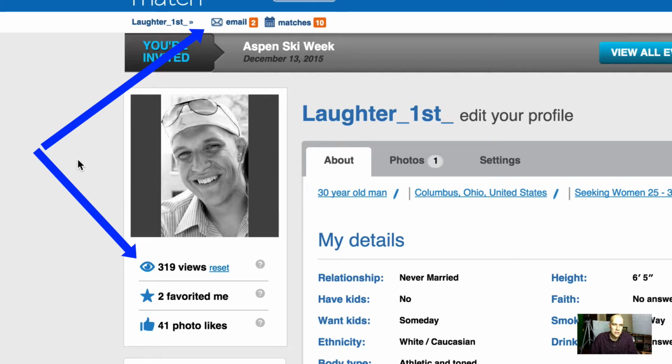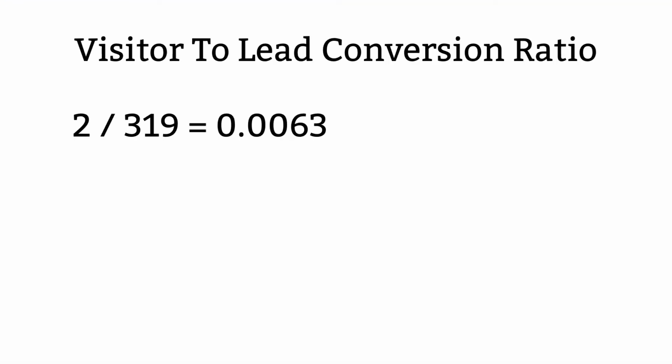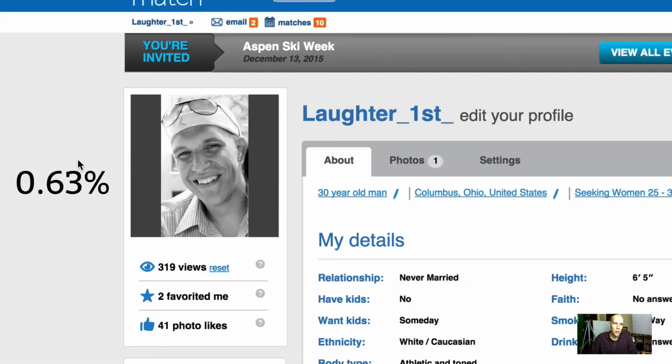So what you would do is take that number of 2 leads and divide it by 319 views, and that would give you 0.0063. Then you can times that by 100 to give you your percentage. So we're looking at 0.63% as the visitor to lead ratio on profile 1.